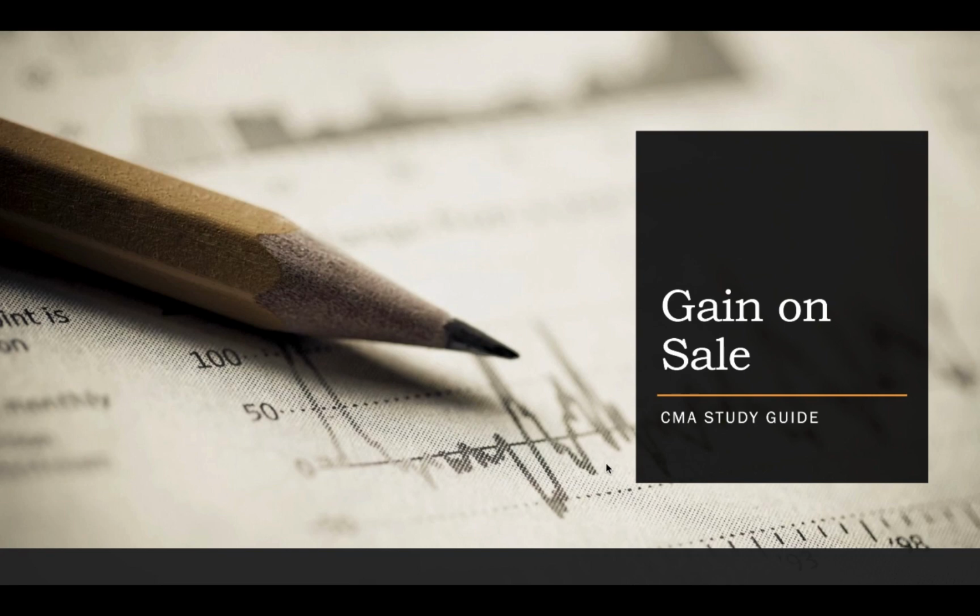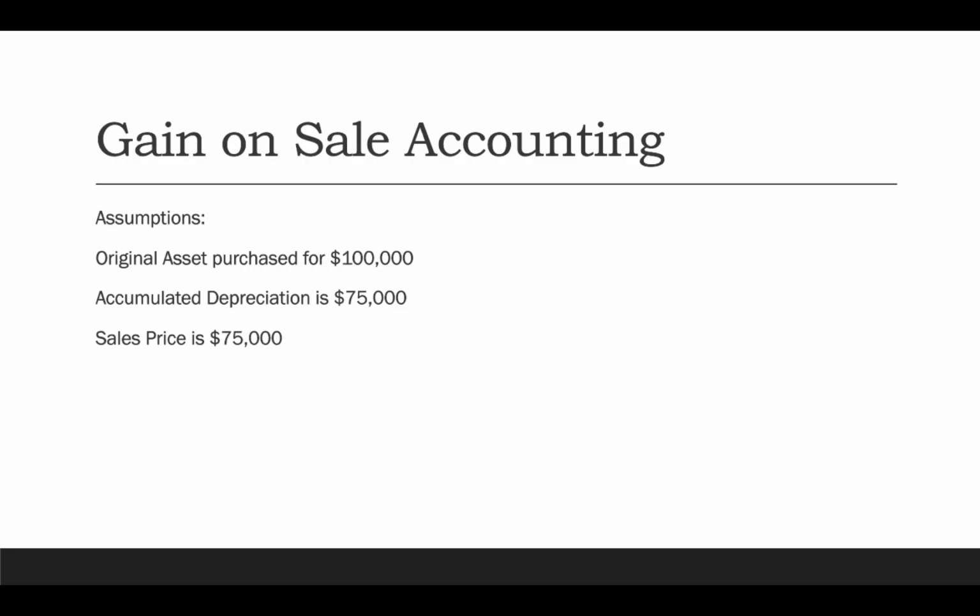So gain on sale accounting, that's what we're going to look at here. An example of what happens with a journal entry, balance sheet, income statement, and statement of cash flow. So some assumptions to have here. Let's assume we bought some equipment for $100,000 back in the day. It's depreciated $75,000 up to this point in time, and we're going to turn around and sell it for $75,000. So we'll take a look at what happens.